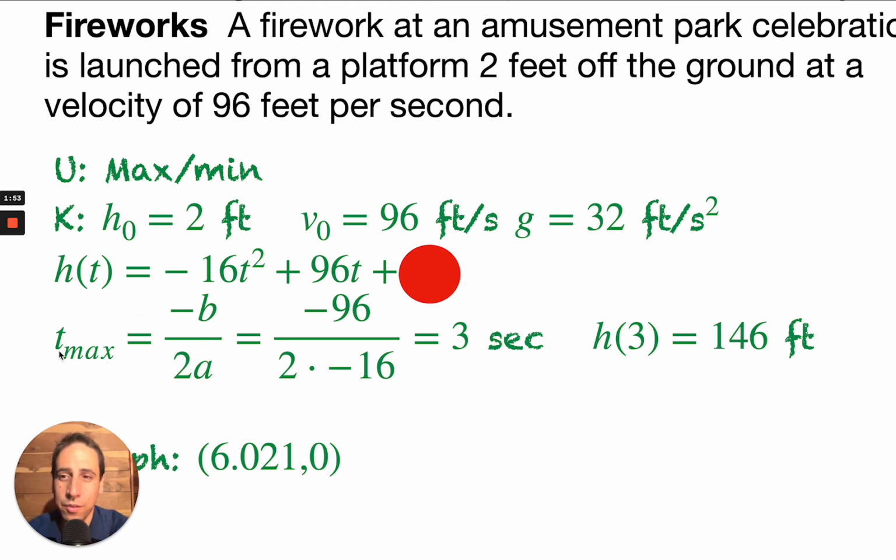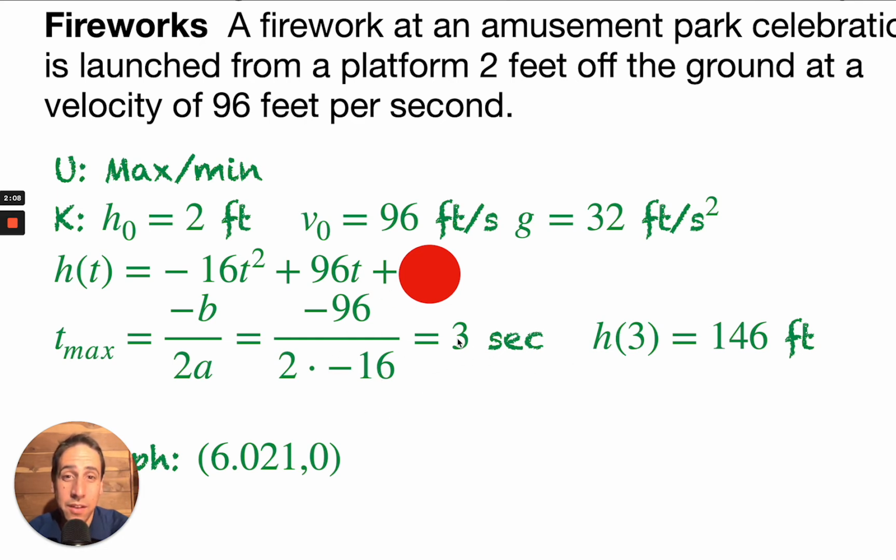That's a downward-facing parabola, and we can expect that because the a value is going to be negative 16. If you want to find the input, the t value of the vertex at the very top, it's going to be negative b over 2a. That's negative 96 over 2 times a, which is negative 16. Crank all that out in the calculator, you get 3 seconds.